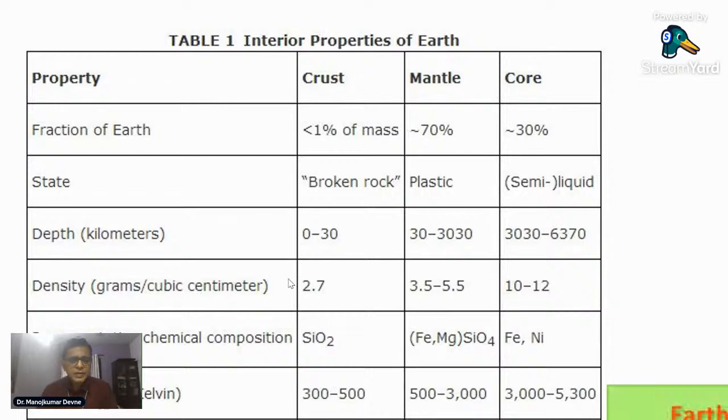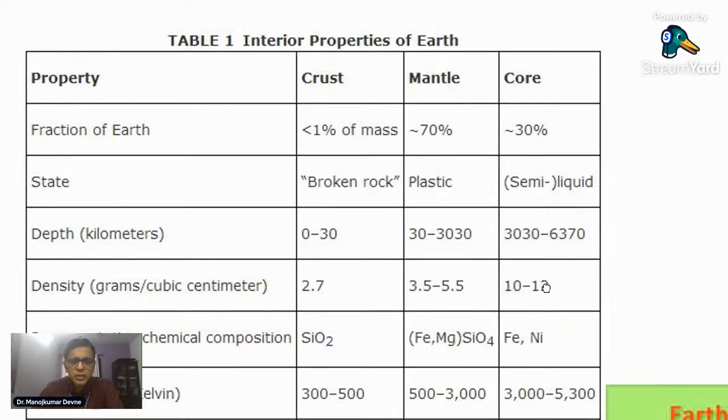As far as the depth is concerned, the crust is between 30 and 40 kilometers. The next 3,000 kilometers is mantle, and another 3,500 kilometers beyond that is the core. This is what we are referring to here. And then density, we have already said that the crustal density is very less, 2.7. By the time you reach the core, it's very, very high, nearly 10 to 12, leaving the mantle between 3.5 and 5.5 grams per cubic centimeter.